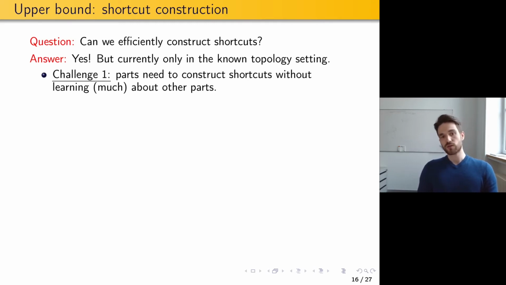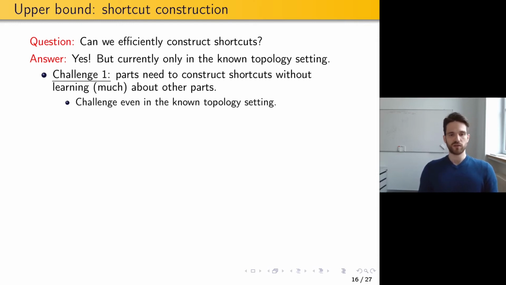Well, you can actually learn a little bit about other parts, but not too much, because you need to be efficient, and during a small number of rounds you can only learn a small amount of information about other parts. You definitely cannot learn all about other demands and parts. So this is even a challenge in the known topology setting, because even though you know the entire topology, you do not know what other demands exist in a graph, what other parts of the graph want to communicate within themselves.